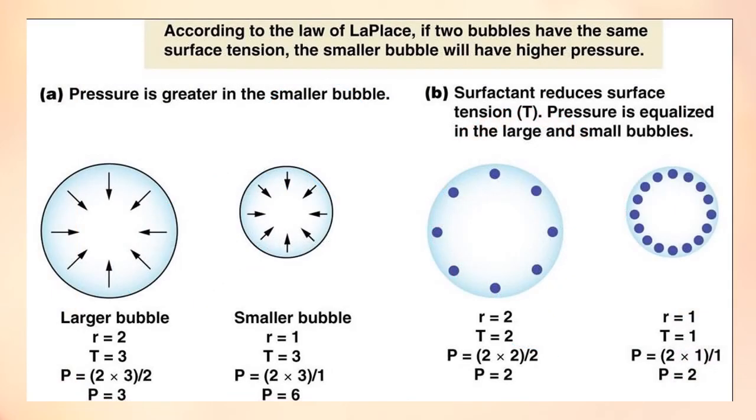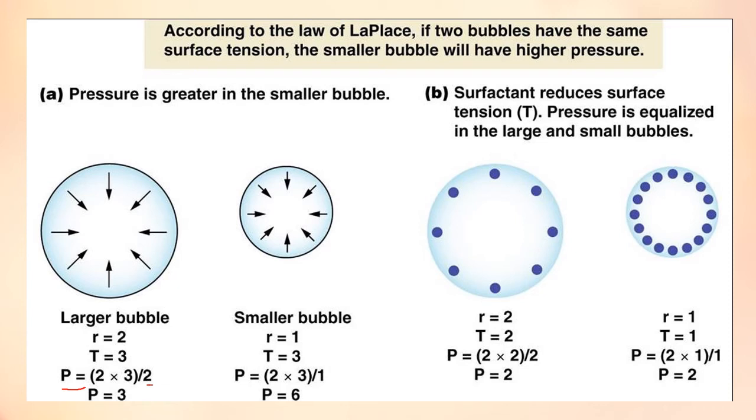And so according to the law of Laplace, if two bubbles have the same surface tension, the smaller bubble will have higher pressure. Looking at A, you have one large bubble and one small bubble. If you use the formula, P, pressure, is equivalent to 2T divided by R, where R is radius and T is tension. So the pressure in the large bubble is 2 times the tension, 3, divided by 2.